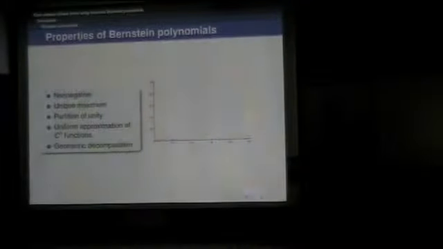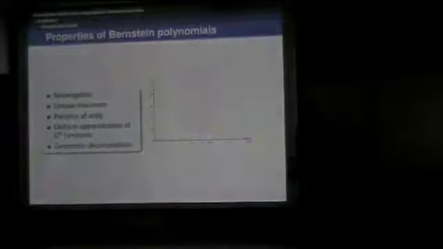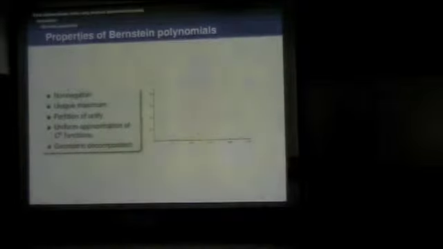They also, like the Lagrange polynomials, have a geometric decomposition. By that I mean they're either 1 at one endpoint and 0 at the other, or 1 at the other endpoint and 0 here. And these are 0 at the endpoints, which means that you can assemble them together just like you would Lagrange polynomials in the standard finite element method.